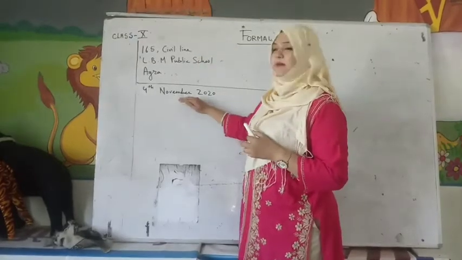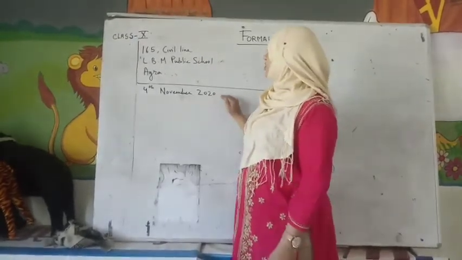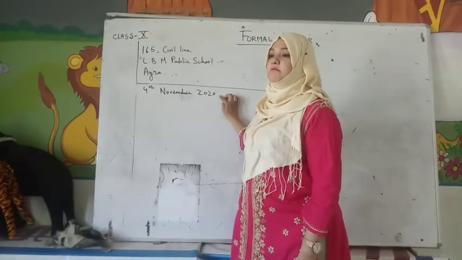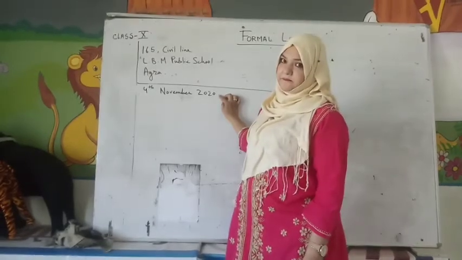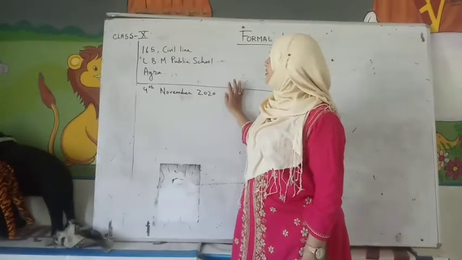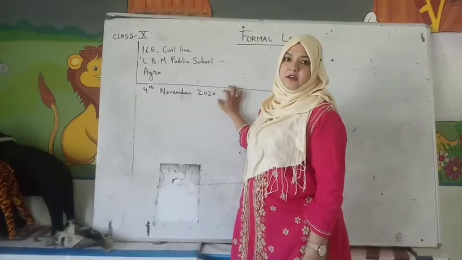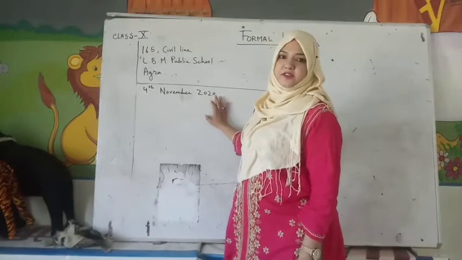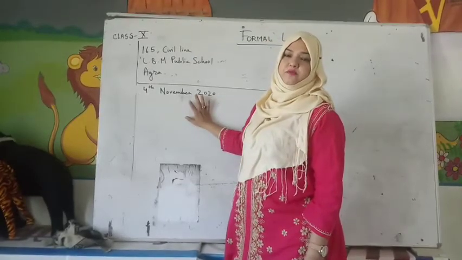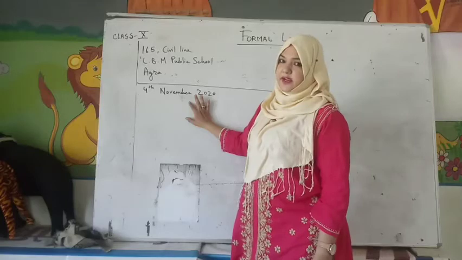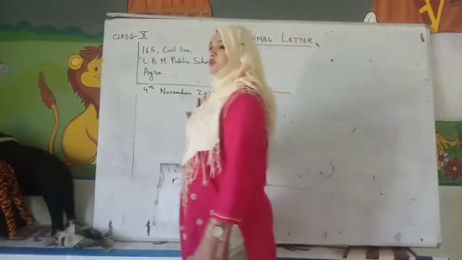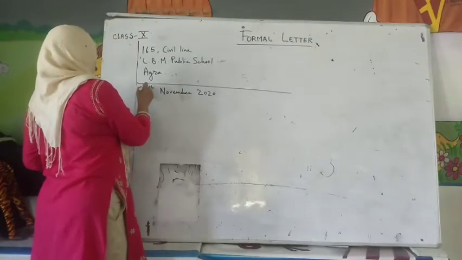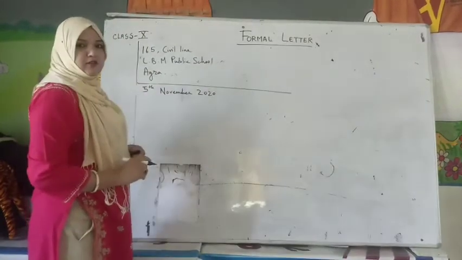So remember this. I keep on reminding you about the date because many children make this mistake. They will not write the date in this format. So you have to write the date in this format. Your month should be written in words. So 4th November 2020, or 5th November 2020.